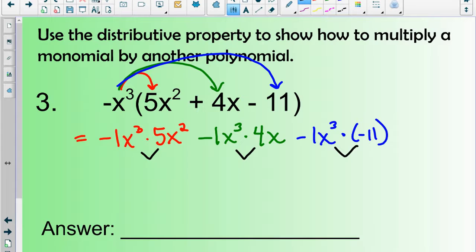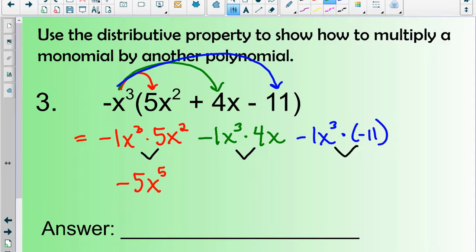Remember that within each multiplication, you want to figure out, is it positive or negative? Then multiply the coefficients together, and then finally add the exponents on the variables. So in the first one in red, I am taking a negative times a positive, so that's going to be a negative. 1 times 5 is 5. And when I multiply x cubed times x squared, I add the exponents to get x to the fifth power.